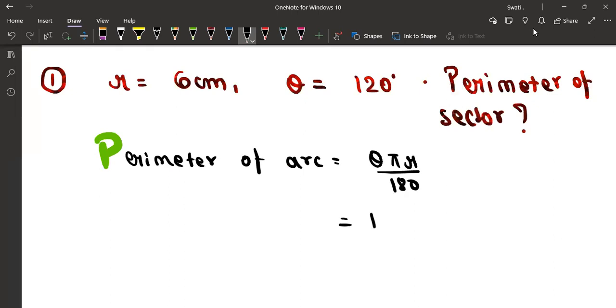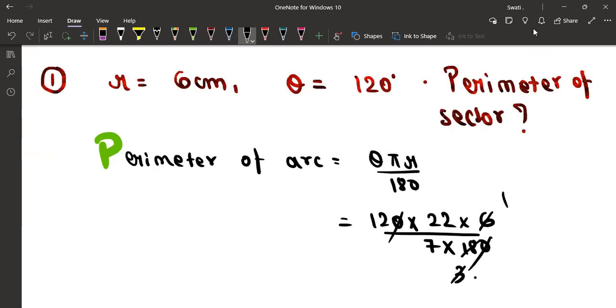Theta is 120. Pi is, let's take 22 over 7. 180 as it is and r is, sorry, r is 6. All right. So r is here 6. Now clearly this 0, 0 will get cancelled. This 6 times 3 is 18. 3 times 4 is 12. So the answer is coming 88 over 7. This is our perimeter of arc, 88 over 7 centimeter. Let us keep this in fraction only. Now we need to find out the perimeter of sector.